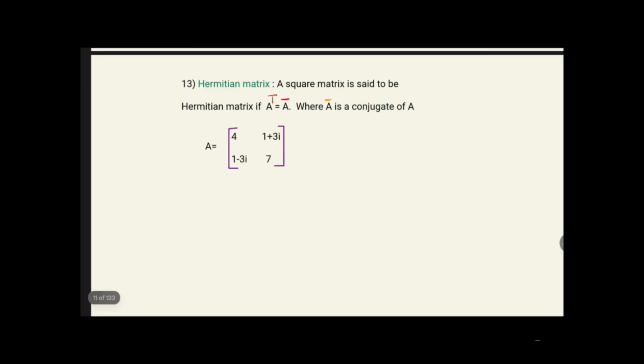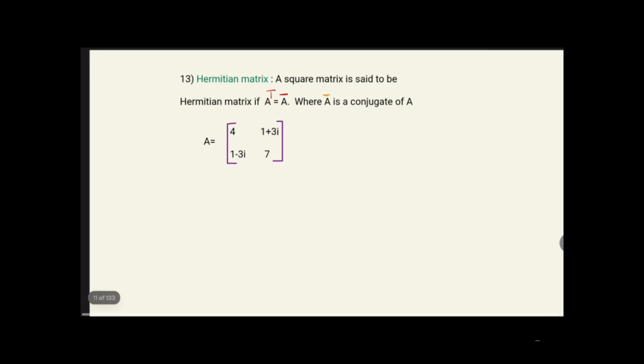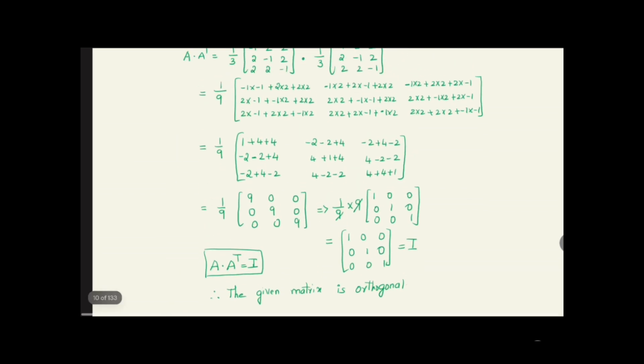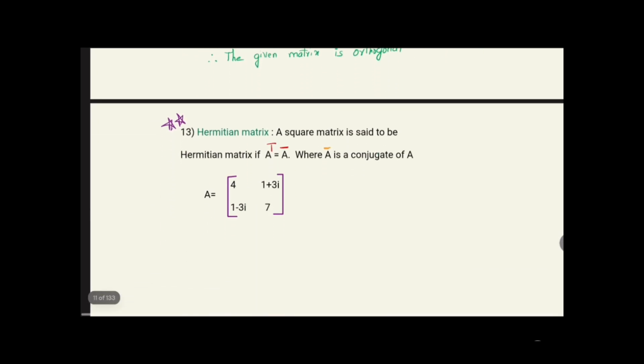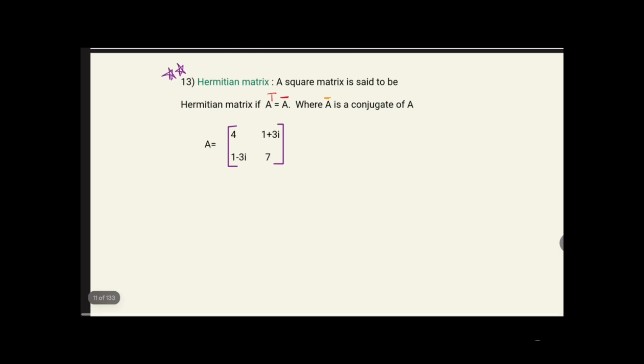Now coming to the next topic, Hermitian matrix. Even this topic is also very important. All these questions have been asked for 2 marks or 1 mark. So this orthogonal matrix is asked for 2 marks. Okay, you have to prove like this. Even for this Hermitian matrix, the question will be asked as: define Hermitian matrix and explain with an example. This is how the question will be asked for this Hermitian matrix.